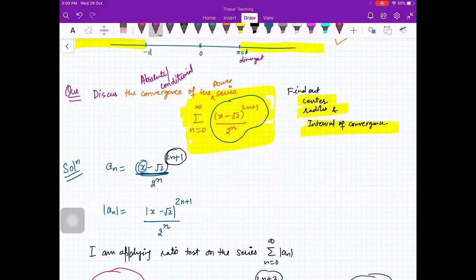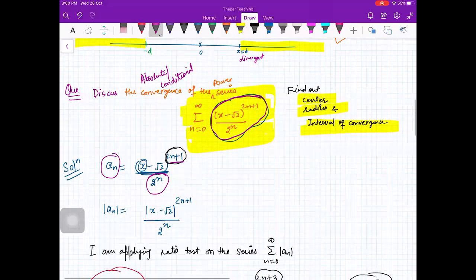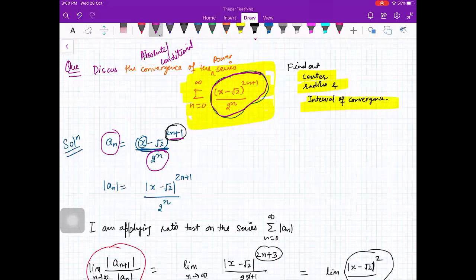So now you see what you will do. This is your power series, this is your nth term. So a_n is (x minus root 2) raised to power 2n plus 1 by 2 raised to power n. Now we will just take the mod. Why are we taking mod? Because we want to apply the ratio test, and for that we want the terms to be positive. So we just took the mod.